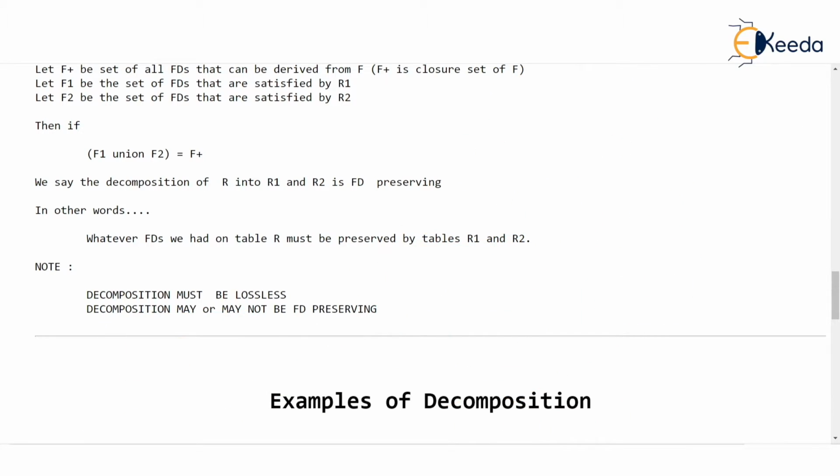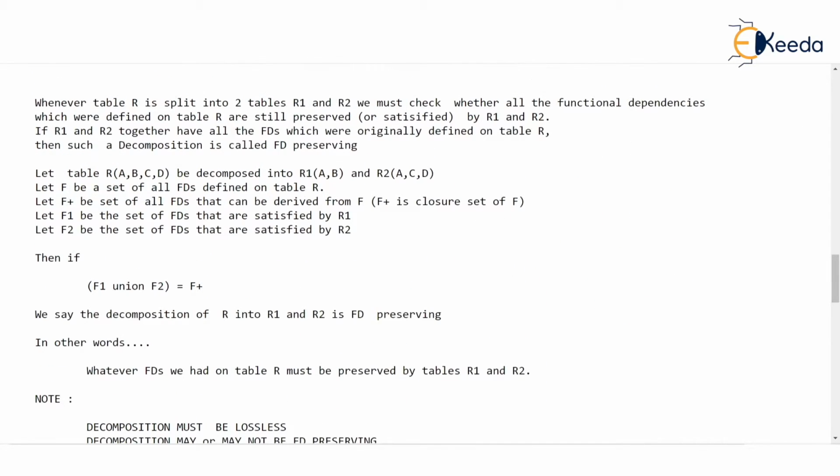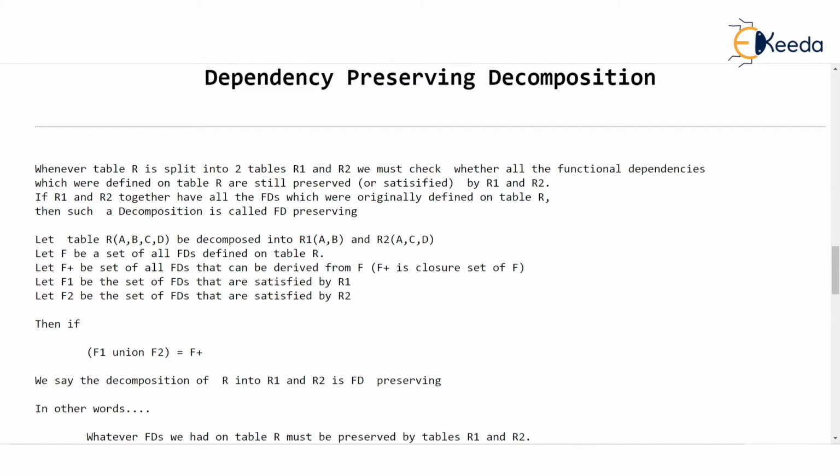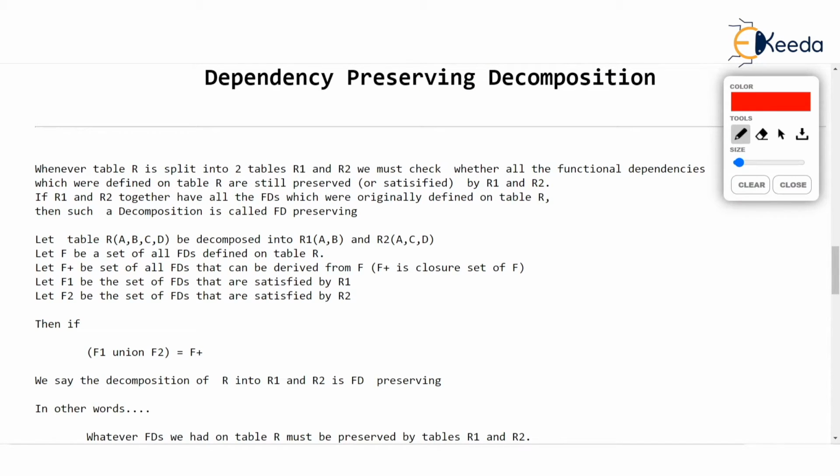Now, all this explanation was necessary so that you will understand what's written in black over here. What do you mean by dependency preserving? Just check this. Whenever table R is split into two tables, R1 and R2, we must check whether all the functional dependencies which were defined on the original table R are still preserved or satisfied by R1 and R2 taken together. If R1 and R2 together have all the FDs which were originally defined on R, then such a decomposition is called FD preserving.